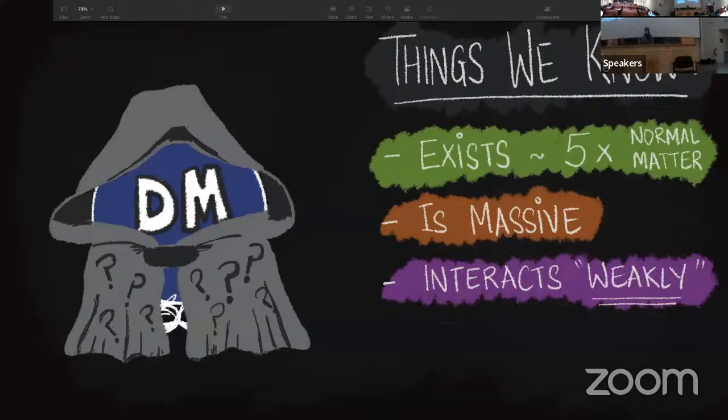Okay, so just to recap things we learned from Katelin about what we know about dark matter. Completely coincidentally, I think I was also thinking about dark matter when I made that cartoon. Kind of looks like him.